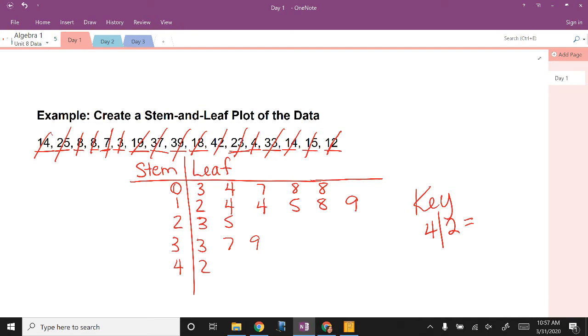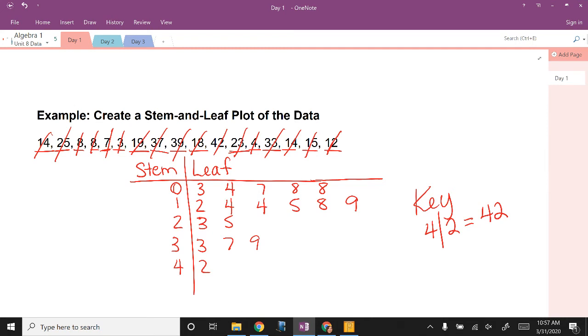So what I like to do for my key is just give an example. 4/2 in this case meant the number 42. So a key is just an example of what the place value is talking about in your stem and leaf plot. So that is an example of a stem and leaf plot.